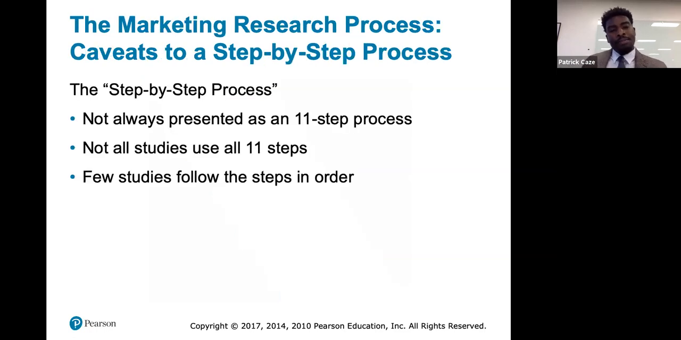All right, so as I said before, the step-by-step process is not always presented as the 11-step process. Not all steps are used in studies. In actuality, few studies follow the steps in order. So what I said previously is supported. These steps are a guide, not something you have to follow per se. But if you follow these 11 steps, you're probably on the right path. That's really what it boils down to. Here's a guide, here's a plan, but know when to adapt, deviate, and flex on the plan because it may call for something else.